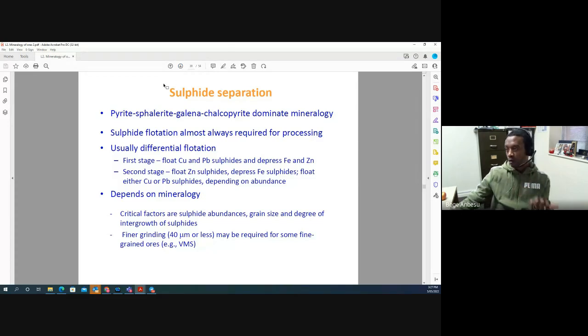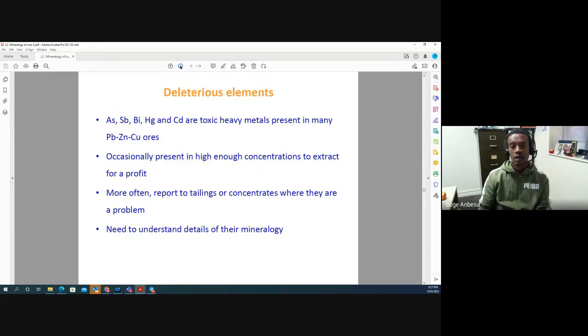So in addition to zonation, just dealing with a lot of sulfides all together in one ore can be very challenging, and this is common in many base metal deposits. And I also mentioned deleterious elements. So what are deleterious elements? These are actually toxic elements that are found in those deposits. And typically, in many base metal deposits, you have arsenic in arsenopyrite, for example. You have antimony, bismuth, mercury, cadmium, and so on.